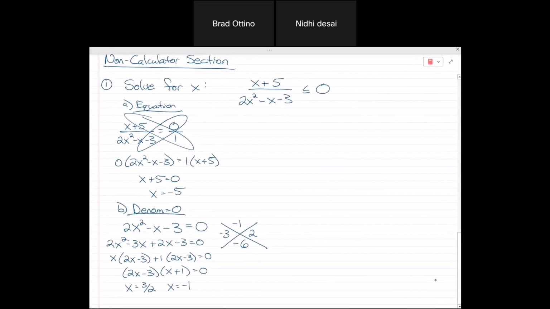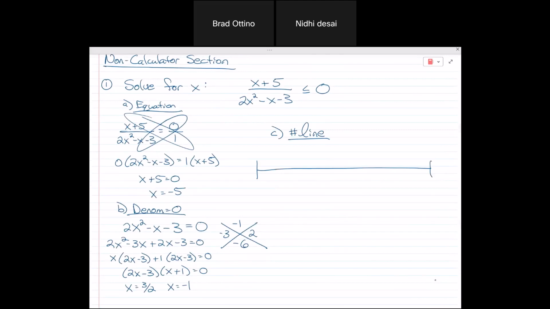So first step is we solve it like an equation by cross multiplying. Second step is we figure out when the denominator is going to be 0. Third step is we make our number line and test values. This is where I taught you how to store on your calculator. So if you want to practice doing that, you could take out your calculator.